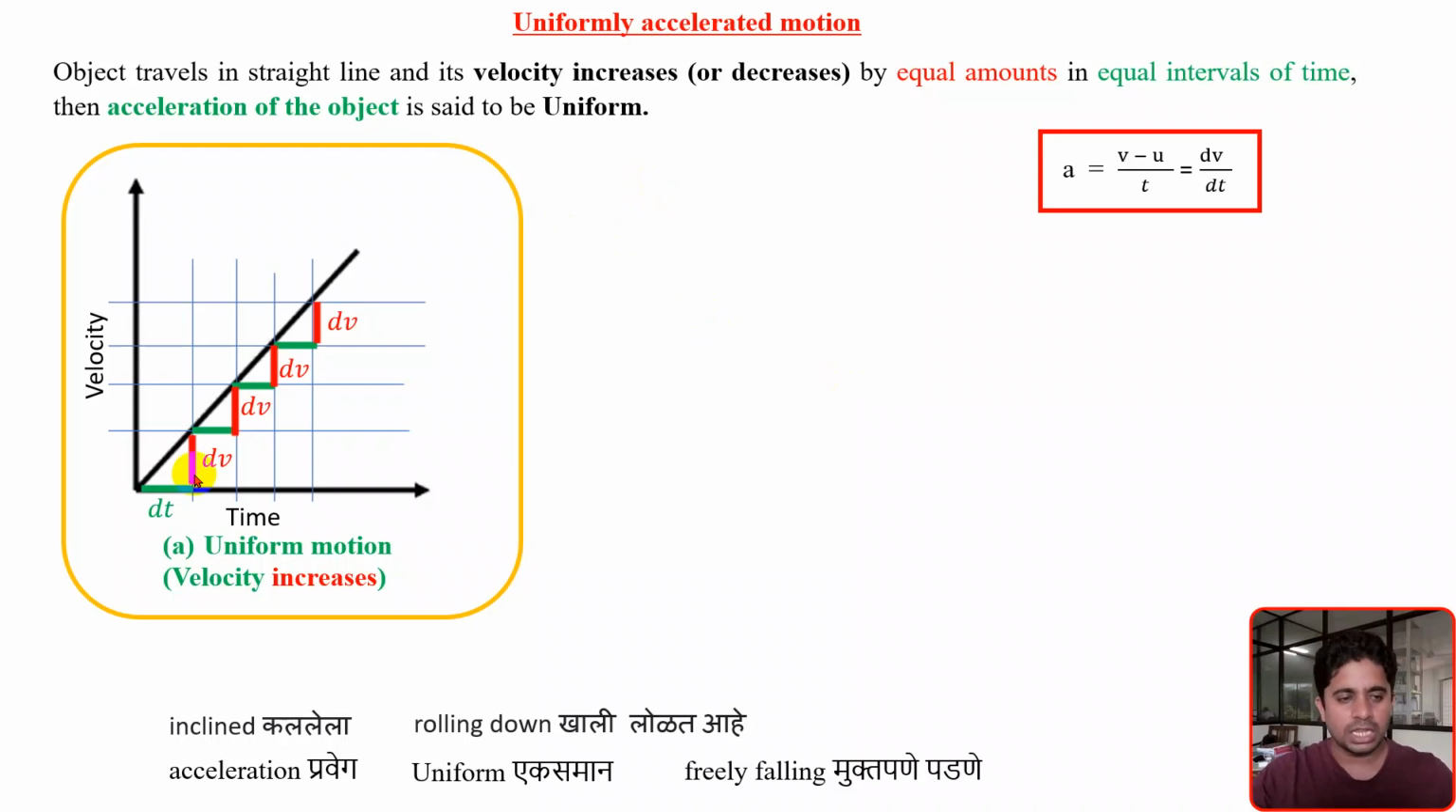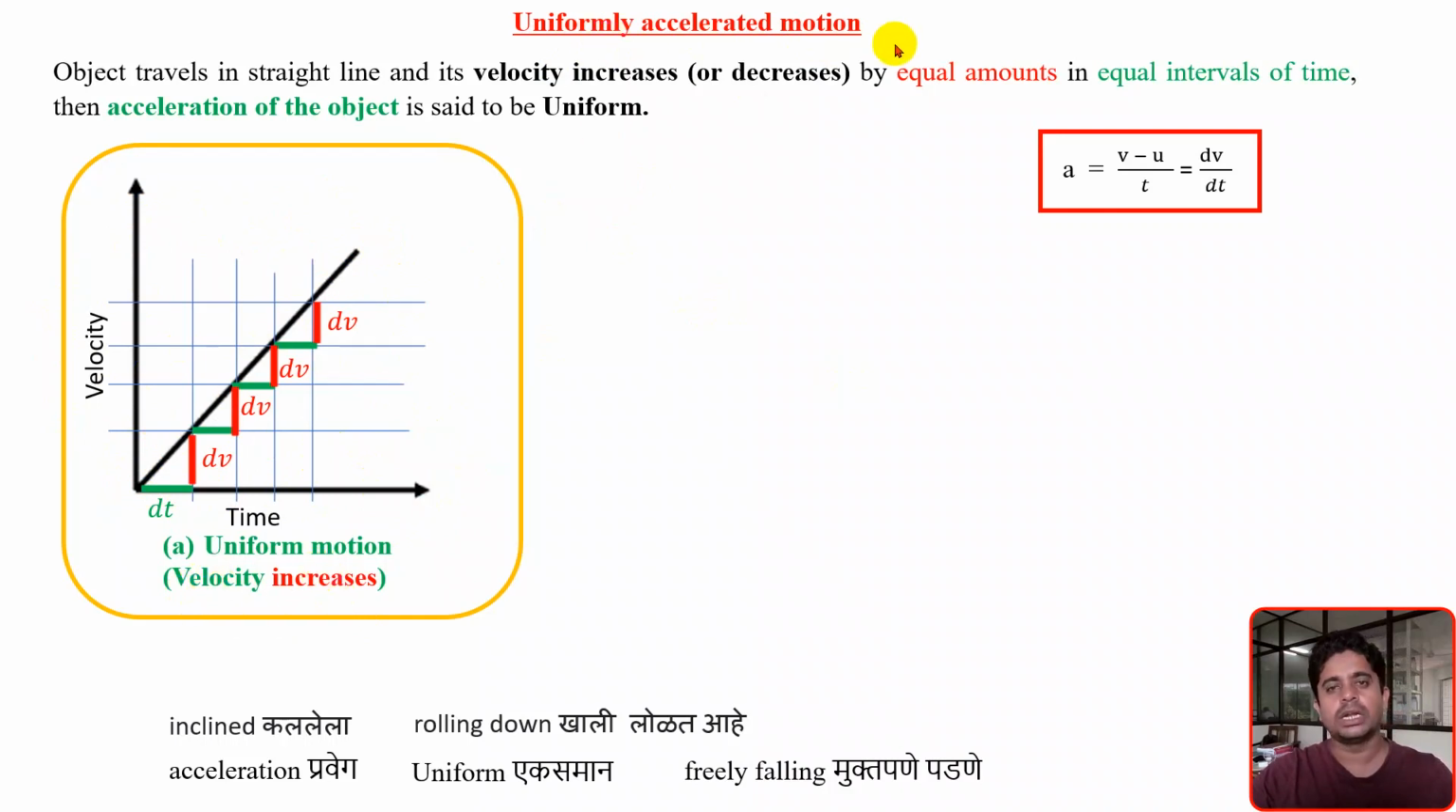Hello everyone. In the last video we discussed uniformly accelerated motion when the velocity of the object is increasing. Here, when time was zero, velocity was zero. But as time increases, the velocity of the object increases. Here acceleration is constant. But for this graph, what we have considered is that velocity is increasing.